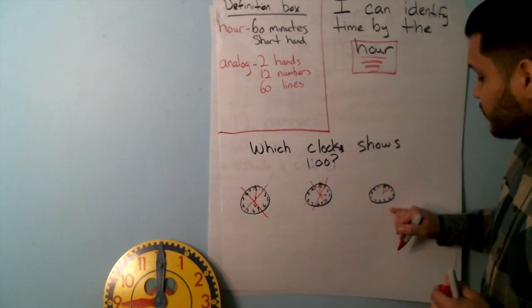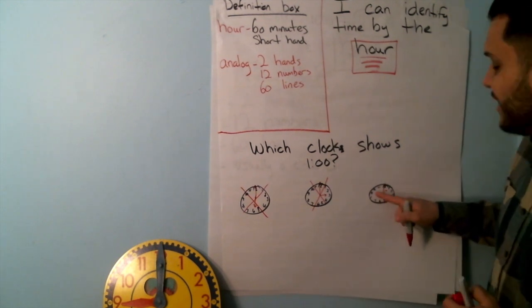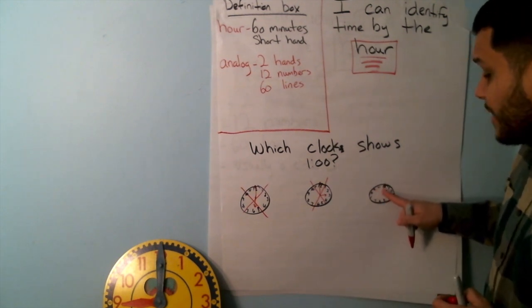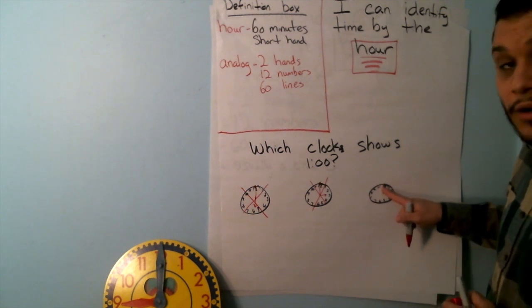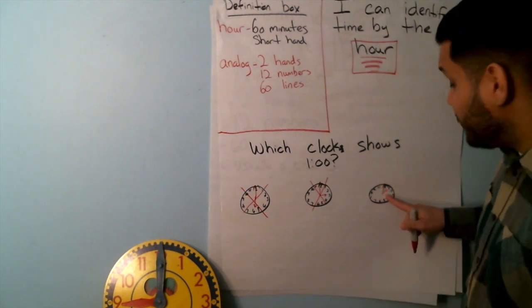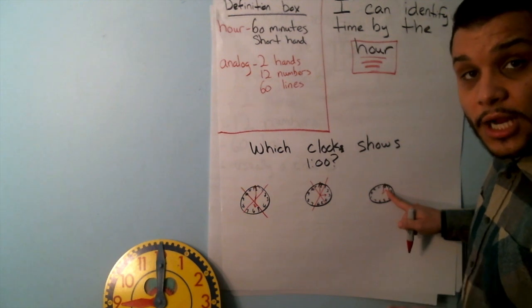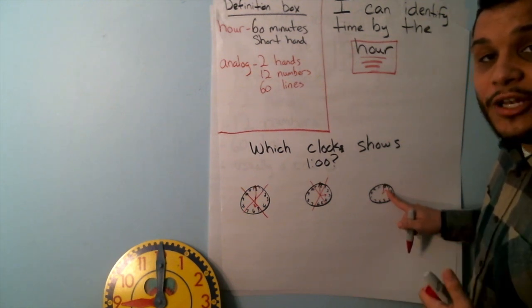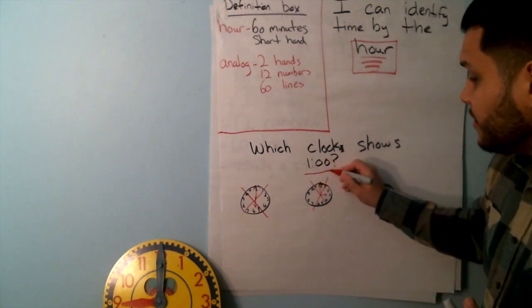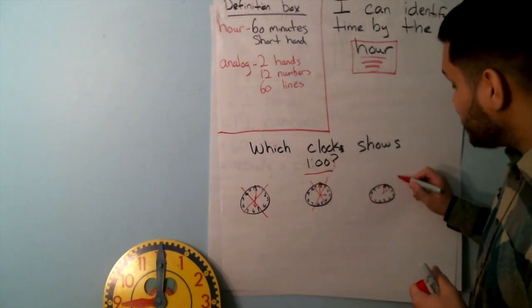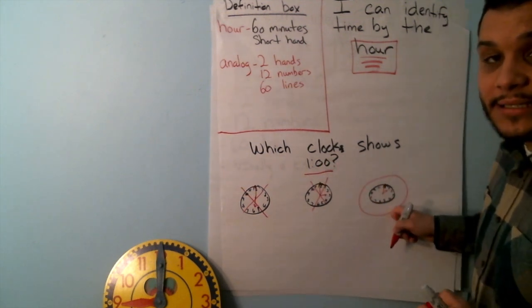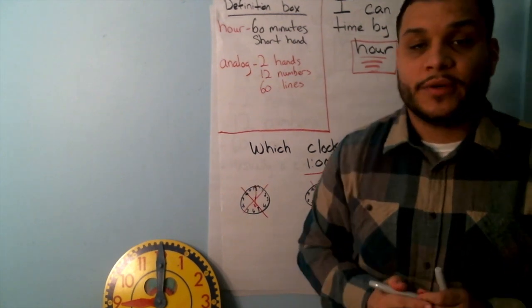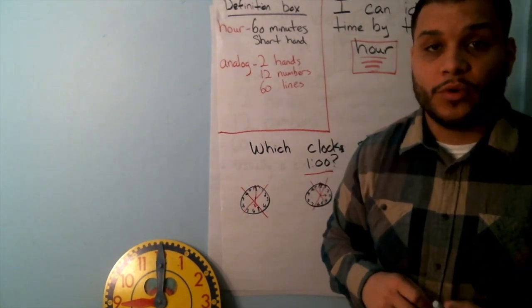Let's check the last one. My itty bitty circle. If I look very closely, I see that the minute hand is pointing at the 12, and then my hour hand is pointing at, yes, number 1. So if my hour hand points at the 1, then I know that the time is 1 o'clock. So my answer would have been the last clock. That is what you are going to be doing on your independent work.